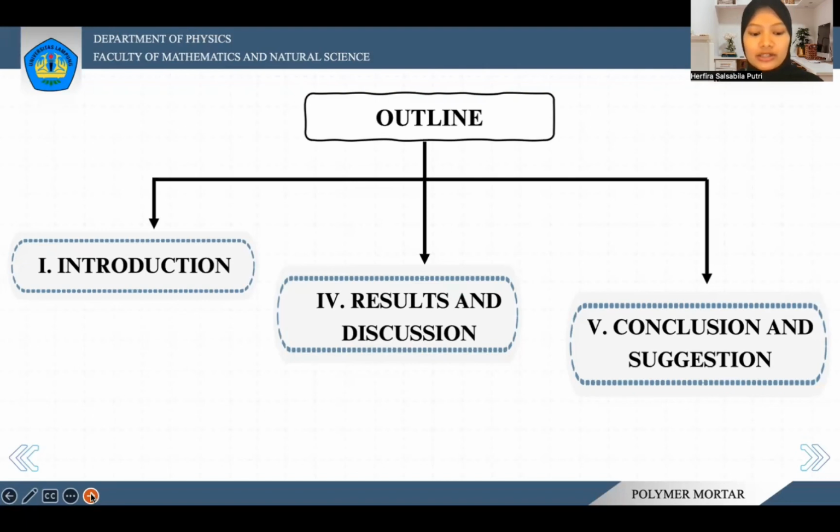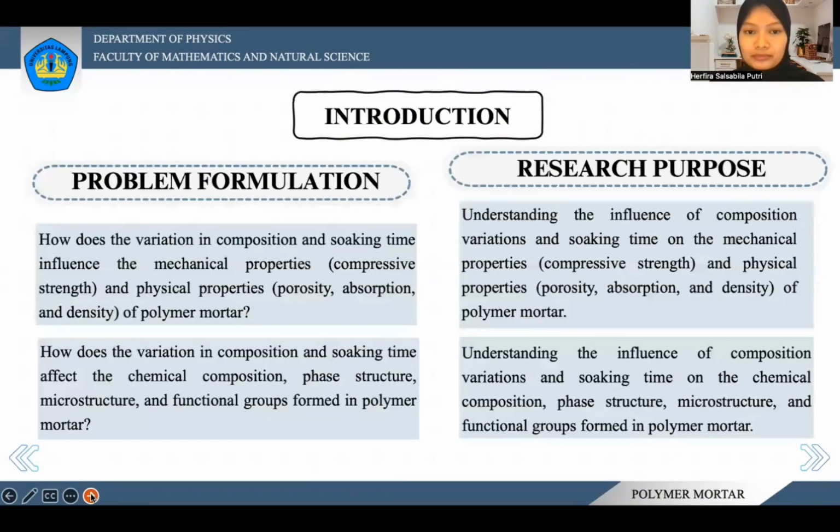In the outline, there are three things that will be discussed. For the first, chapter 1 introduction, for the second, chapter 4 results and discussion, and third, chapter 5 conclusion and suggestion. And for the first, introduction, problem formulation.